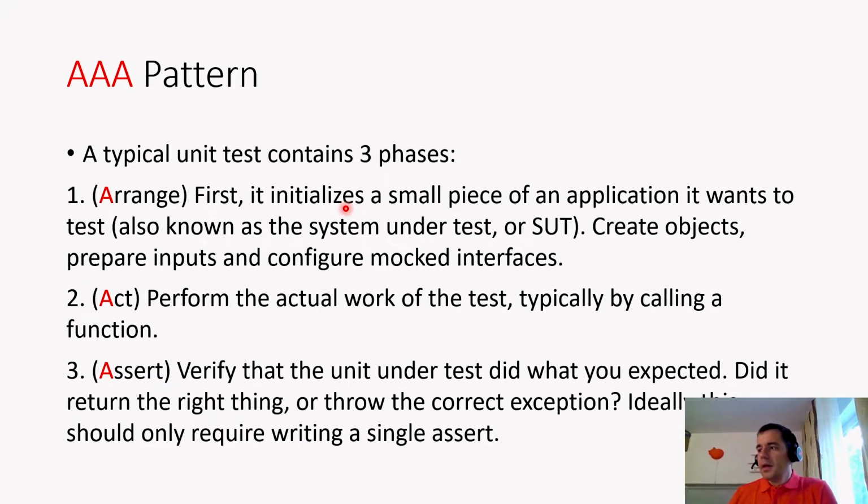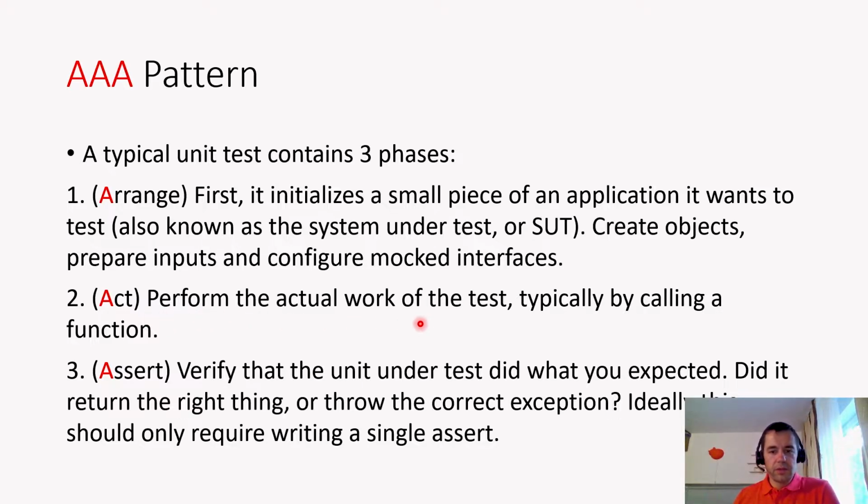So for the structure of a unit test, I suggest following the AAA pattern. Basically, this tells us that it contains three phases. In the first phase, we have the arrange. First, we initialize a small piece of the application we want to test, also called the system under test. Create objects, prepare inputs, and configure mocked interfaces. Then we act upon this system under test.